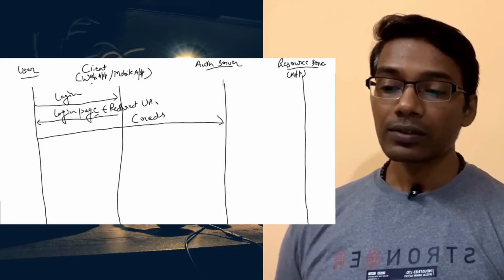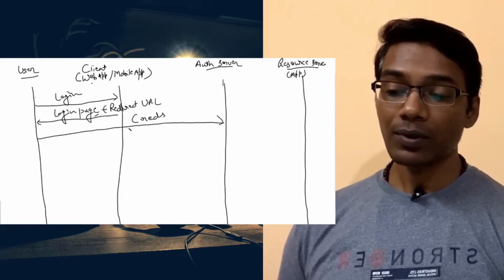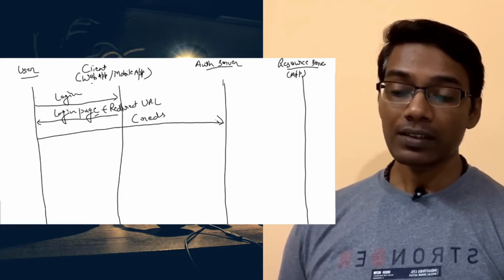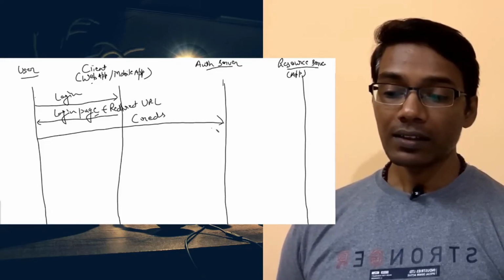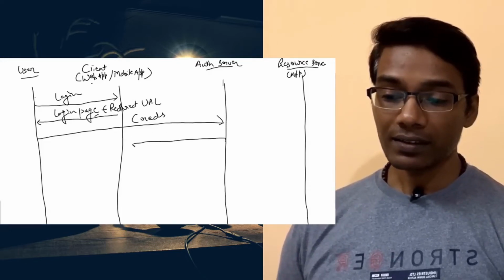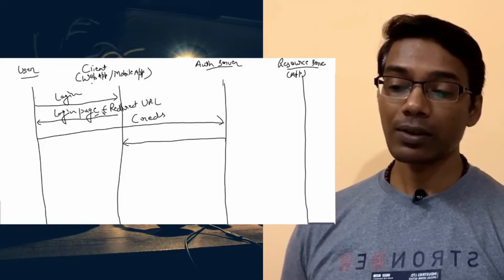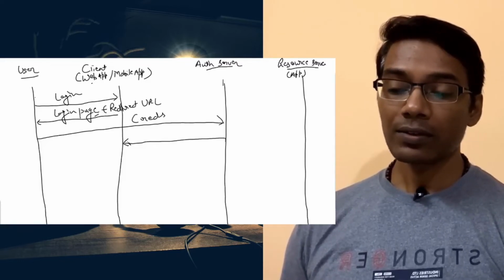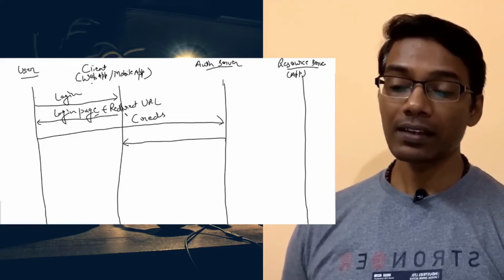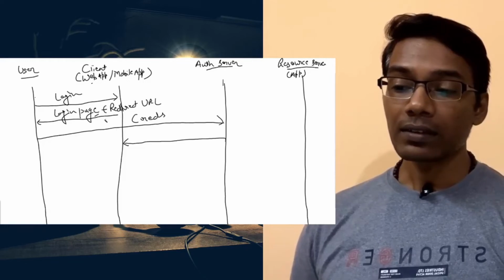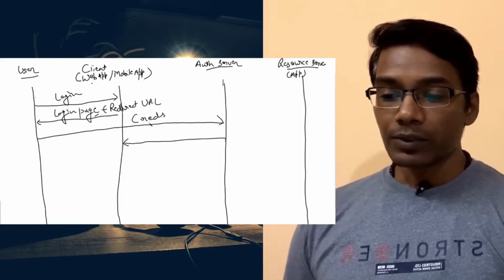Let's see what the use of the redirect URL is. When the user provides the credentials to this auth server and the auth server finds them good, then the auth server redirects the user to the URL which has been provided as part of this login page response. So now the user lands on the page which was set by the client when the login page response was sent to the user. Okay, so far so good.